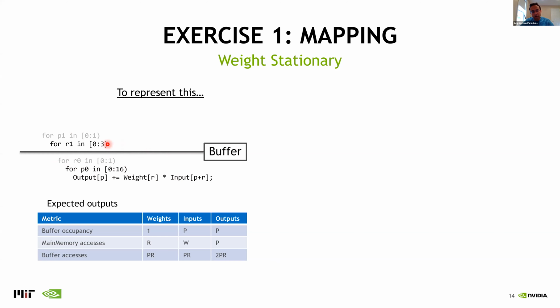And outside of the buffer level, you've got a loop that iterates over weights, and that's what changes weights. But at the buffer, the weight is stationary.